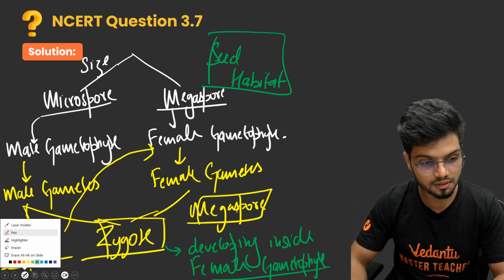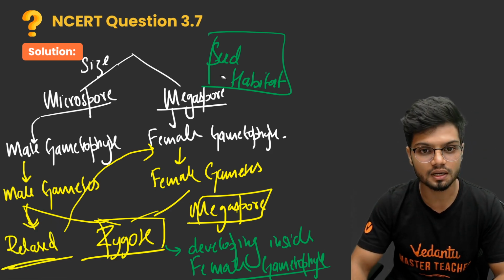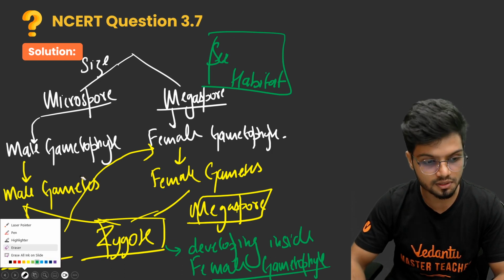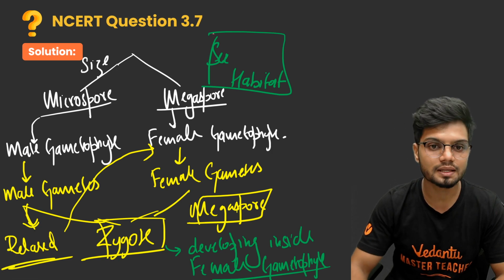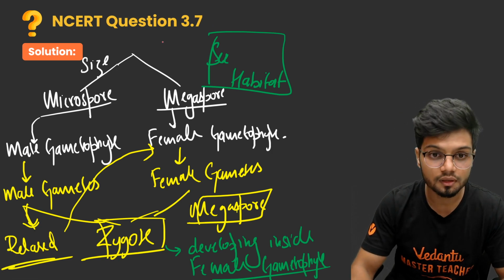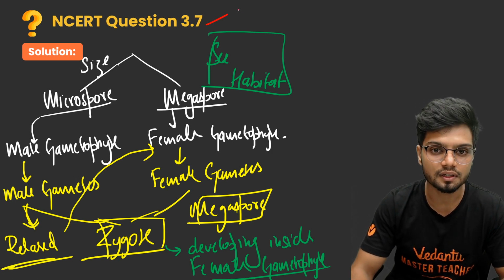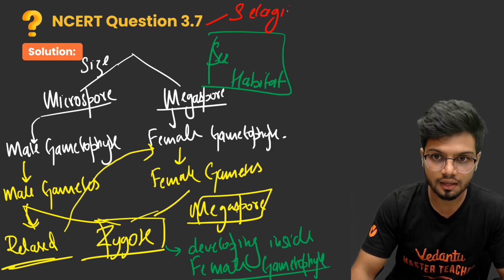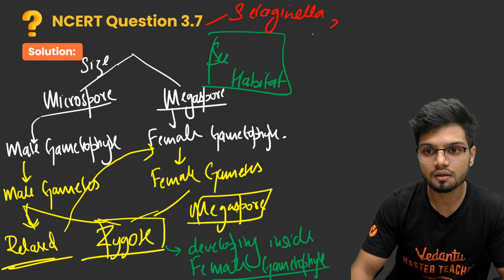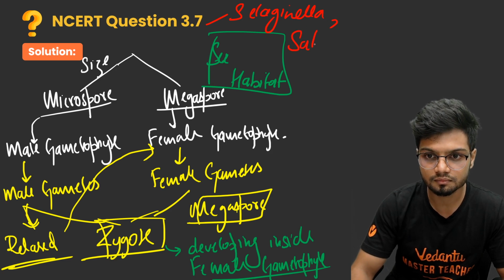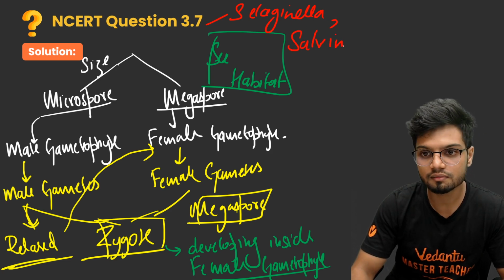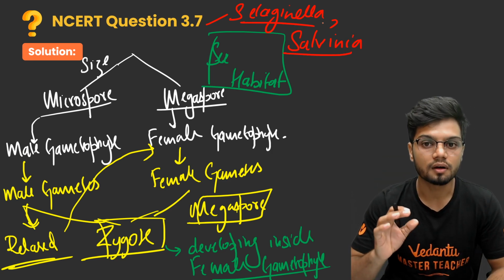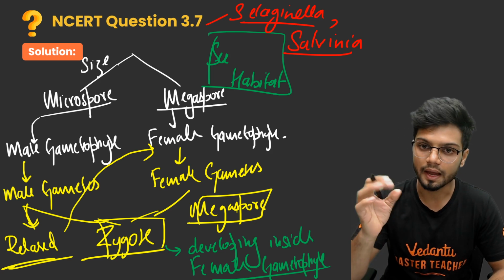Now the examples. The two examples given in NCERT are Selaginella and Salvinia. These are the two examples of plants which undergo heterospory.